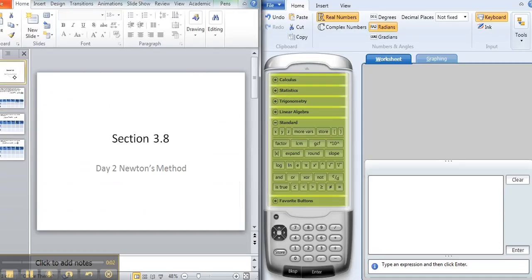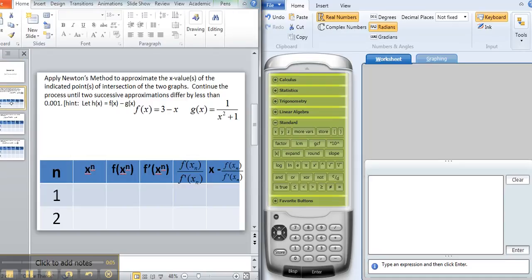Okay, this is day 2 of Newton's method. Today we're going to be looking at how you can use Newton's method to actually approximate where two graphs intersect. Now, if you don't know how to graph on your graphing calculator and find the point of intersection, it doesn't have to be the exact point of intersection, you just need to find the approximate x value at which they intersect. Please bring that up during class.